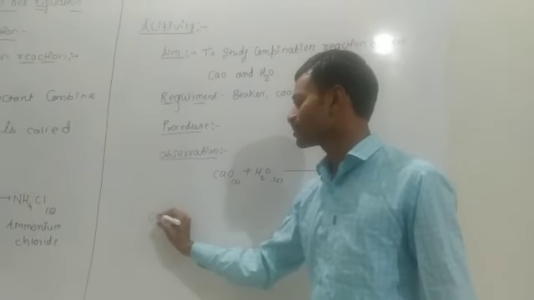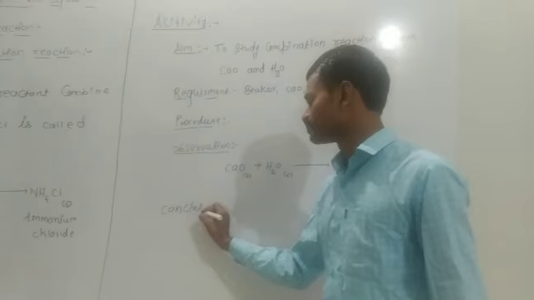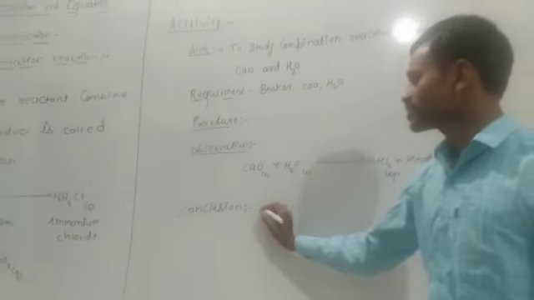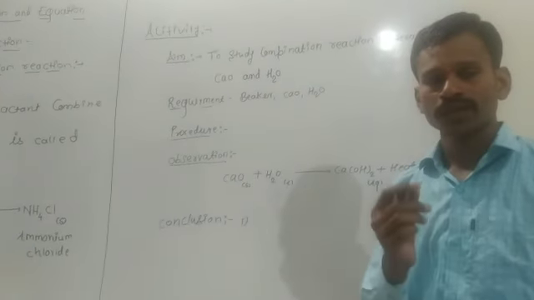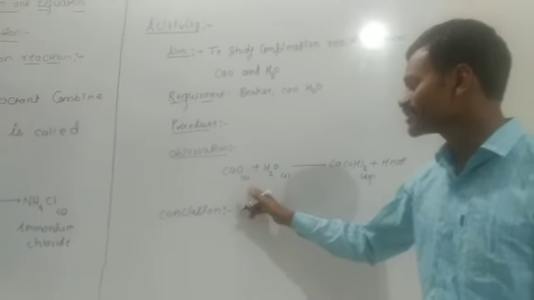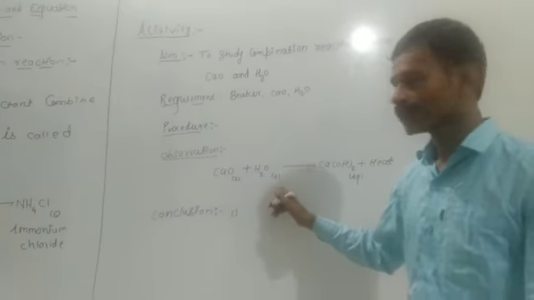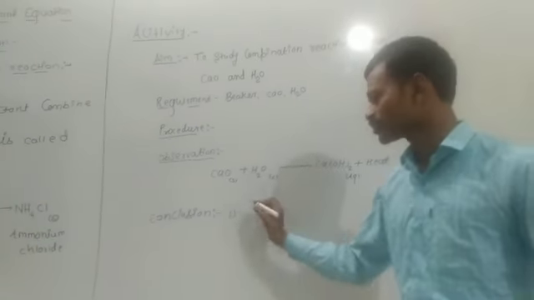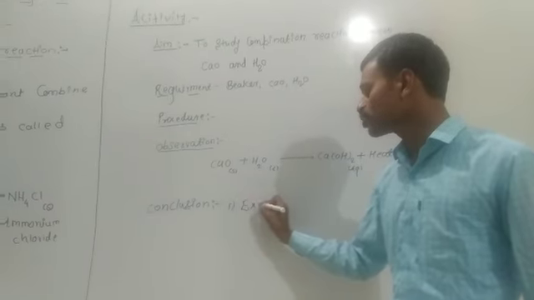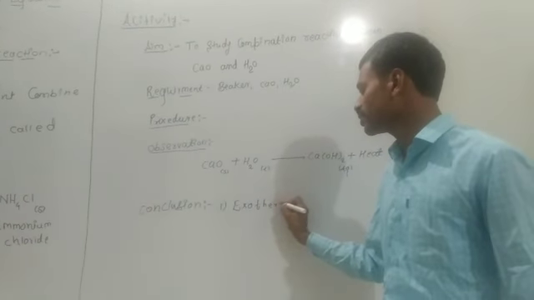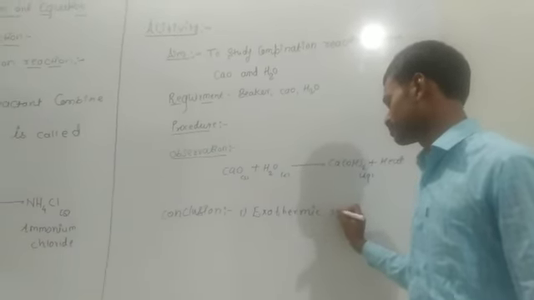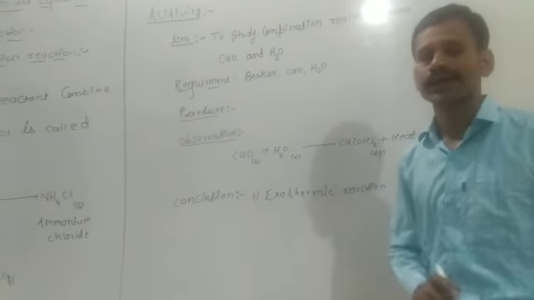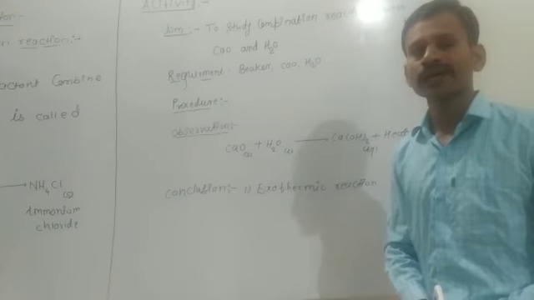And last is the conclusion. What is our conclusion? In the reaction between calcium oxide and water, heat is released. That's why it is an exothermic reaction. Which reaction is it? Exothermic reaction.